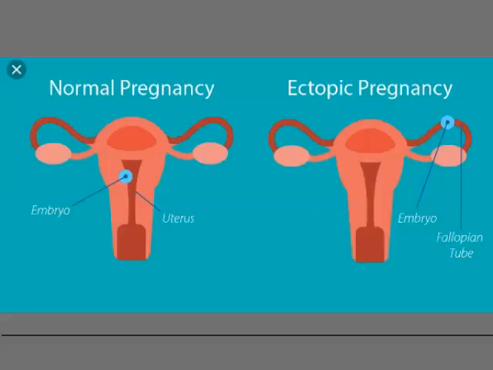Ectopic pregnancy simply means a pregnancy that is outside the uterus. We call it actually extra-uterine pregnancy. Ideally, after fertilization, the egg is supposed to move and go to the uterus. It attaches itself on the uterine wall, and then it begins growing until the 9 months are over.